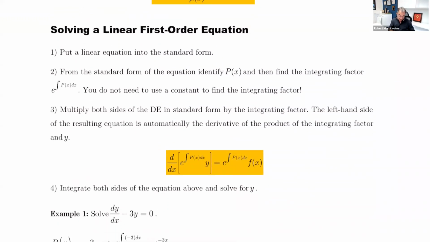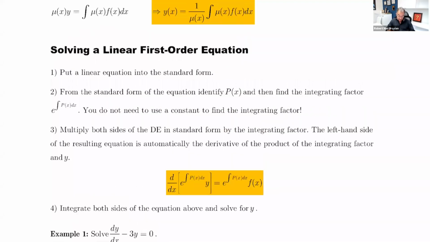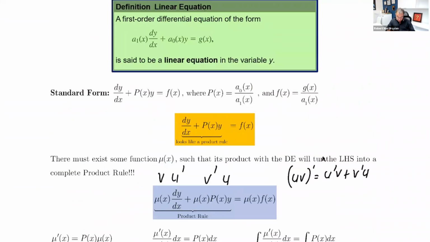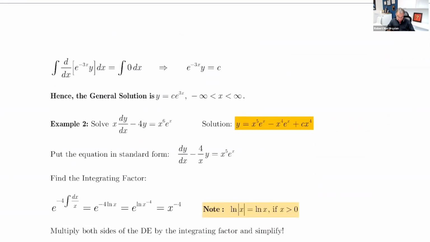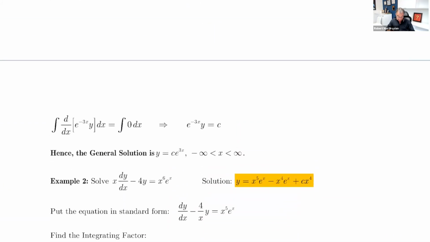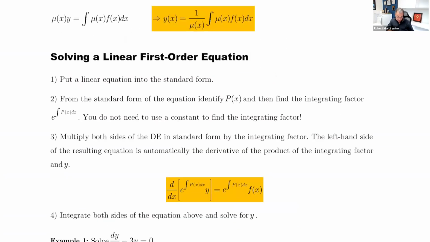Now we have the steps here. Whenever you are solving a linear first order equation, put the linear equation into standard form. That means divide both sides by a sub 1 of x, actually, not a sub 0. So basically get dy/dx by itself. So let's go back to the steps.